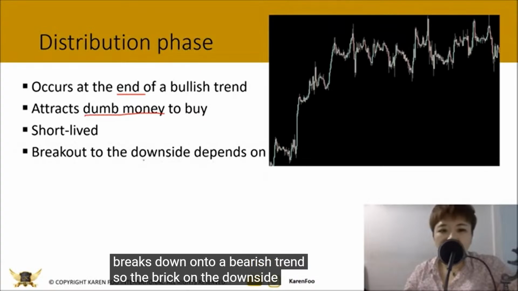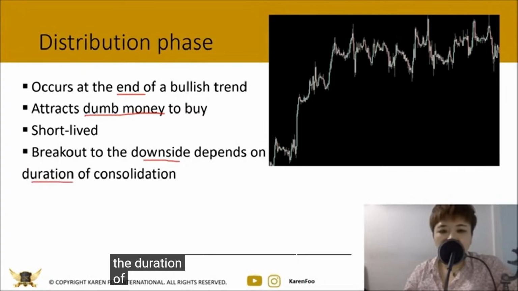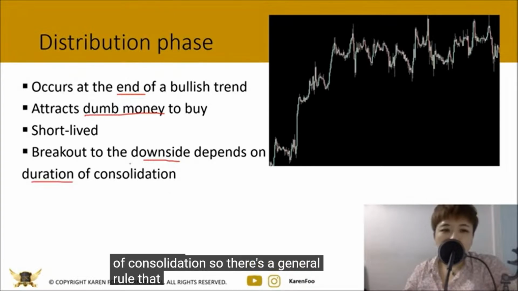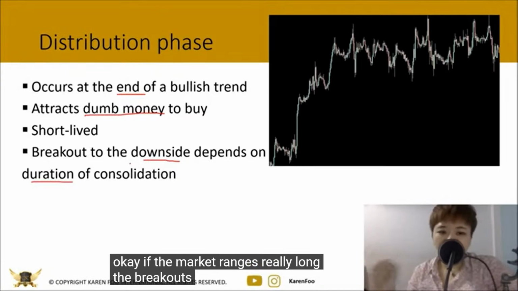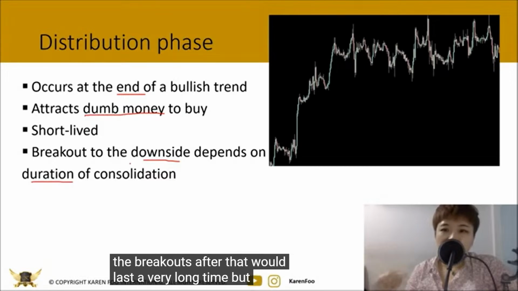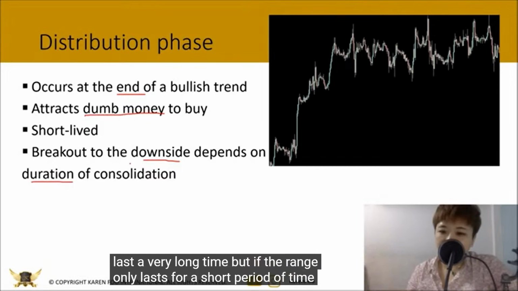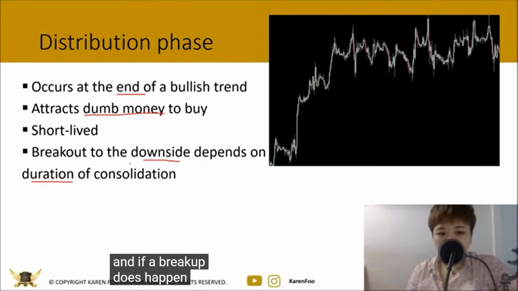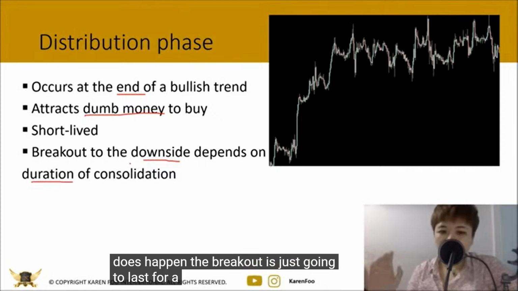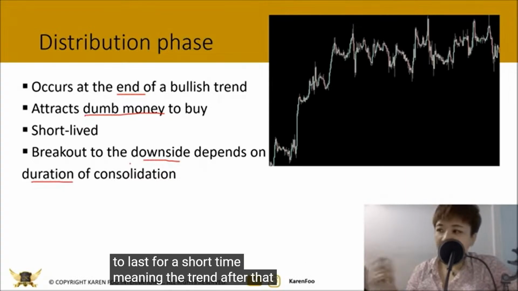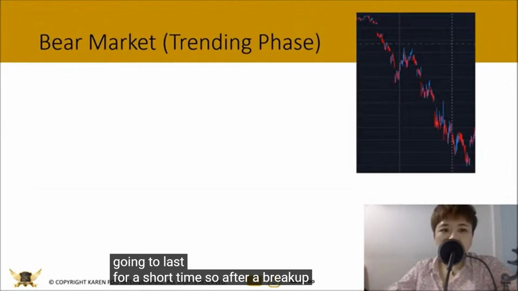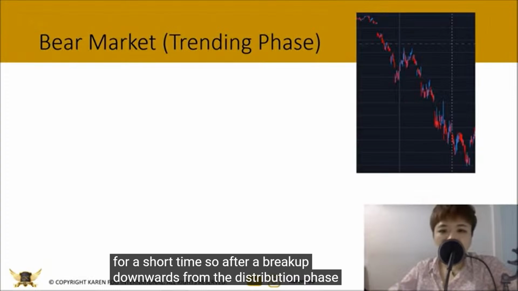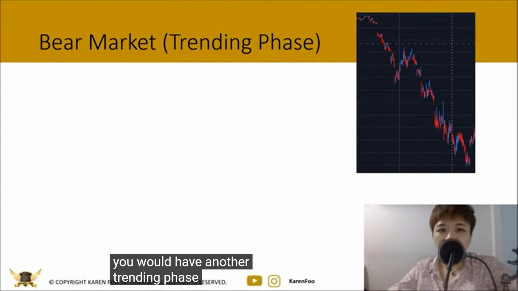The breakout on the downside depends on the duration of consolidation. There's a general rule that says if the market ranges really long, the breakout after that would last a very long time. But if the range only lasts for a short period of time, and if a breakout does happen, the breakout is just going to last for a short time, meaning the trend after that breakout is going to last for a short time.